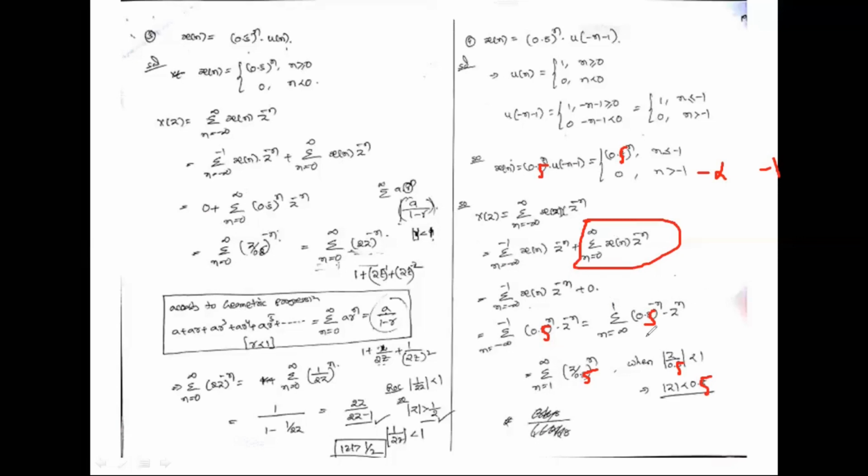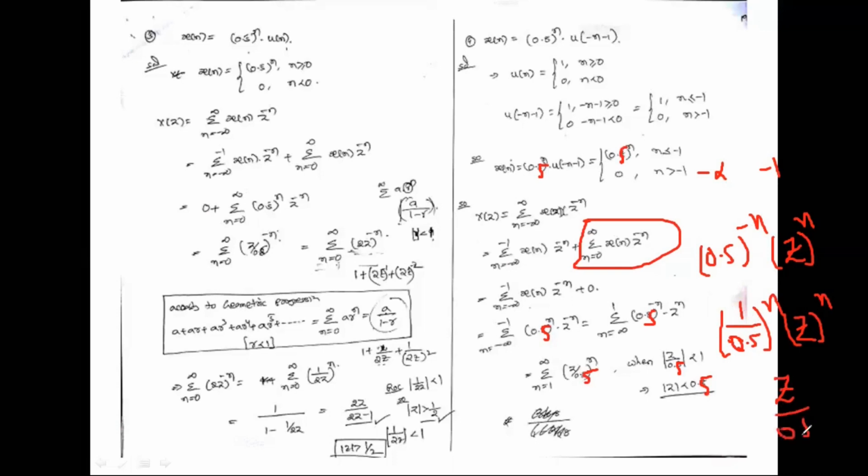So the sum of n equal to 1 to infinity of 0.5 whole power minus n, z power n. Now you can change this as 0.5 whole power minus 1 whole power n, which is nothing but 1 by 0.5. I am changing this negative power by keeping the 0.5 in the denominator. So write this function totally as 1 by 0.5 whole power n and z power n. Now it is in the form of a power n only, in the range 1 to infinity.